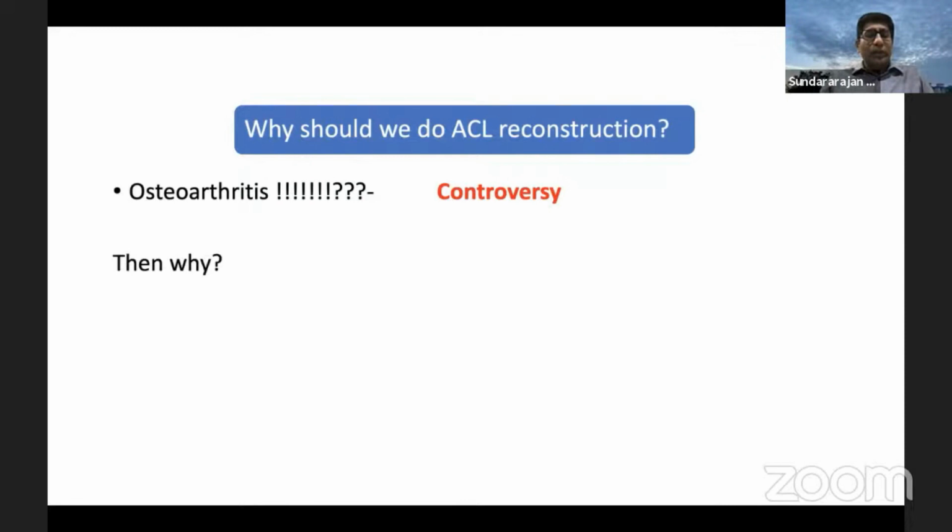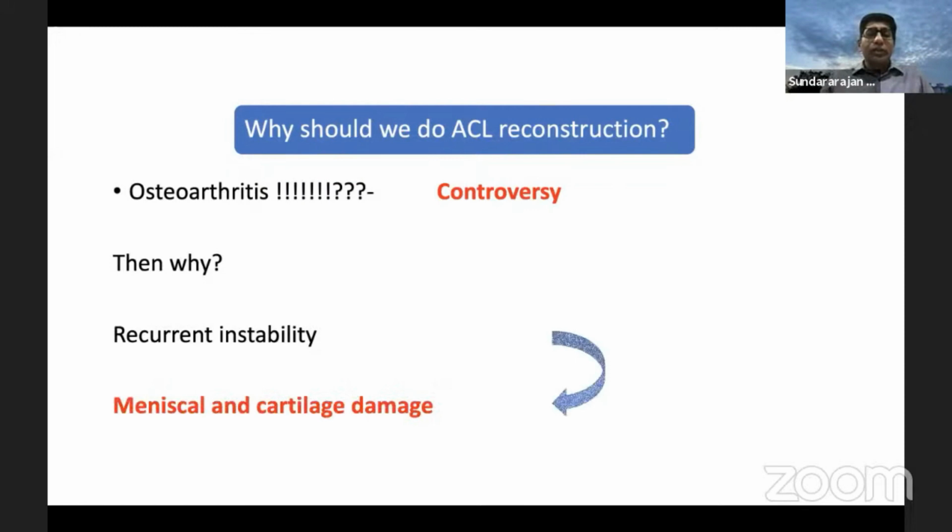But by experience and with the literature support, we know that especially in younger patients, because of recurrent instability, even though the first time you have only an ACL injury, they can come back with meniscus and cartilage damage, eventually resulting in secondary osteoarthritis. So this is the main reason why we have to perform ACL reconstruction, especially in younger, highly active patients who have instability. It is important that these patients are reconstructed and the knee stabilized.